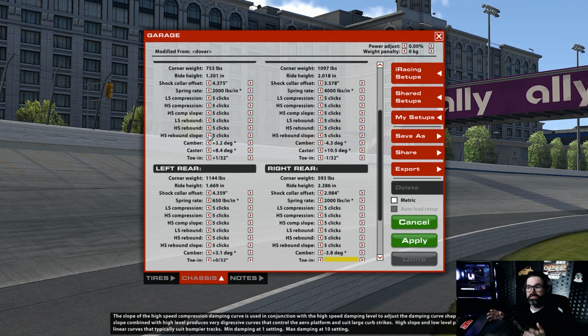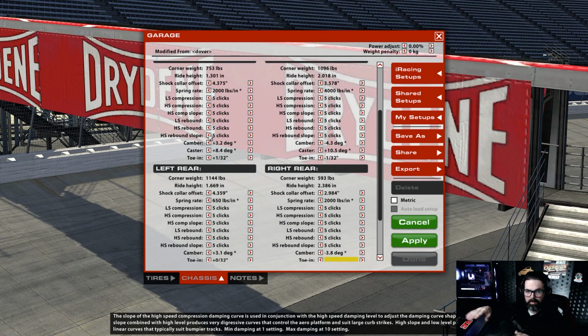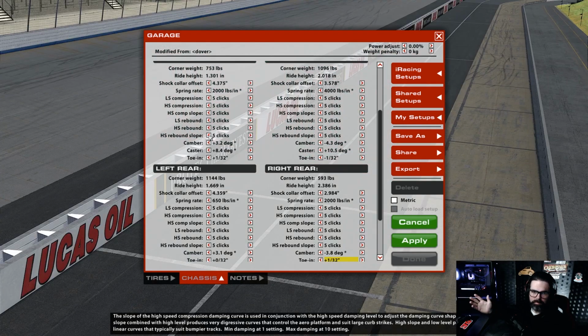This is one of those things that you need to understand, that you don't have to have everything the same, right? If you have the left front at 6 on the rebound slope, you don't have to have the right front. Keep in mind, we're turning left most of the time, and those cars are going to go through those corners differently, and they're going to feel a part of the track differently depending on where they're at.